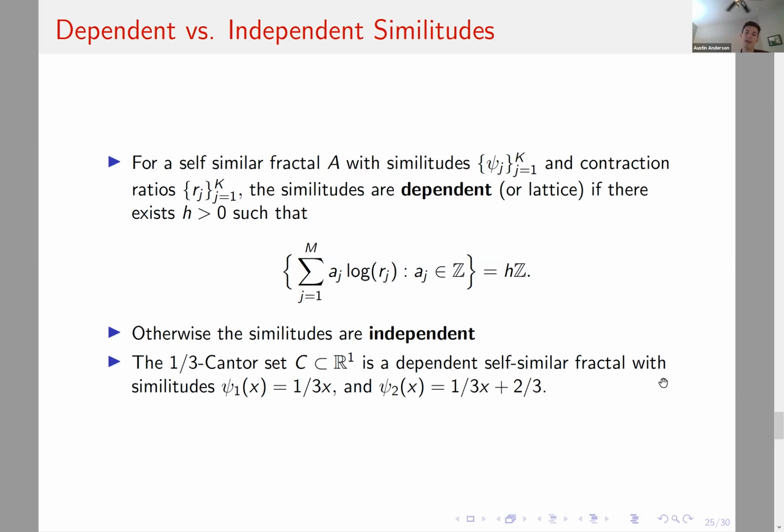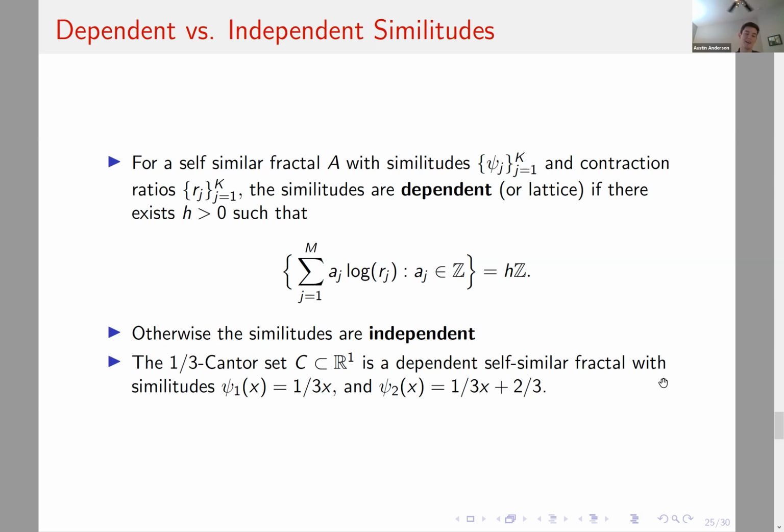For a self-similar fractal A with similitudes psi j and contraction ratios corresponding to those r_j, we say that the similitudes, or the fractal, are dependent if there exists some positive h such that the set of linear combinations over the integers of the logs of these contraction ratios is the lattice hZ for that h. And if this condition is not satisfied, we say that the similitudes are independent. So obviously only one of these can be true. That's why we get the two different cases.